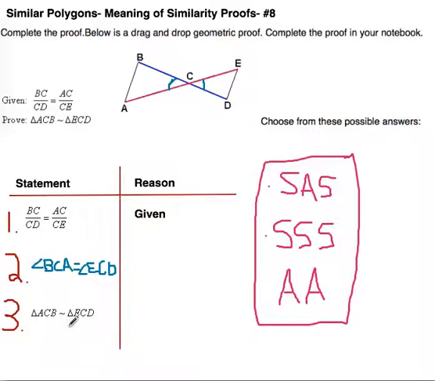And so now we have three parts, and we can say that triangle ACB is similar to triangle ECD. Now I'm not going to fill out these two reasons. I'm going to let you figure out what to put in here and what to put in here. I hope this helps.